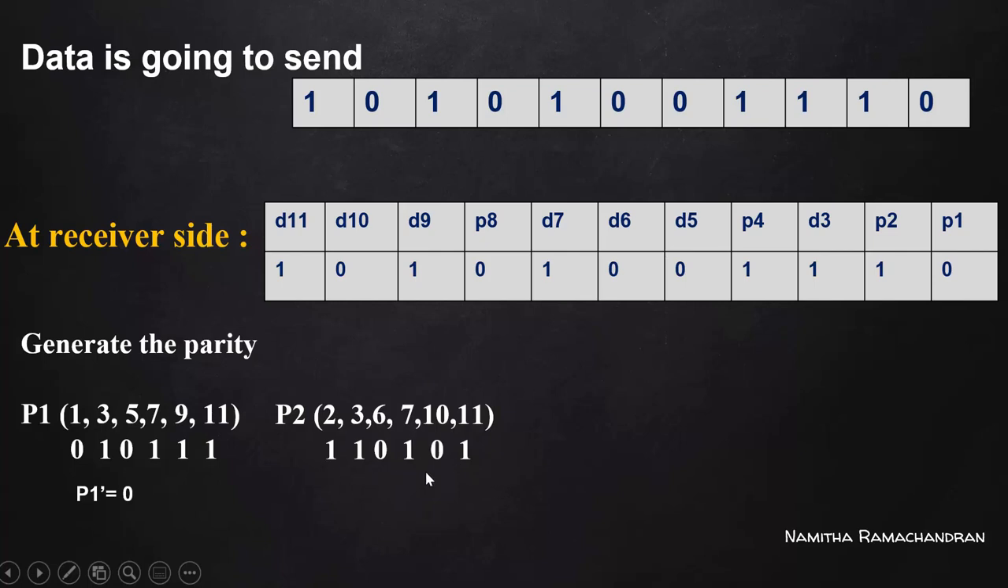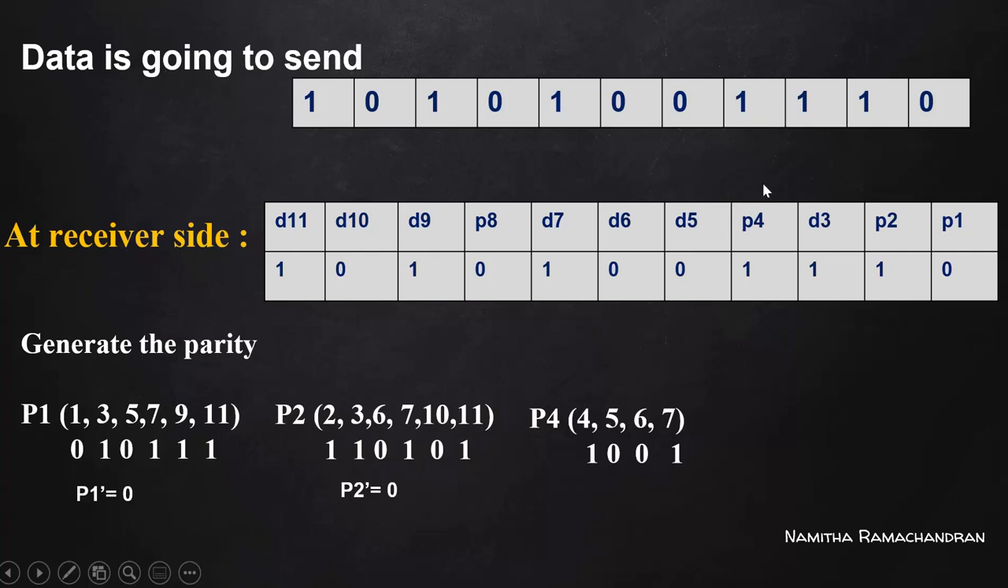Now count the number of ones present here. 1 plus 1 plus 1 plus 1, 4 ones. Okay, 4 means an even number. So we can set this P2 dash with value 0, because there is already an even number of ones. So we can set P2 dash as 0. And for the next case, this is the third redundant bit.